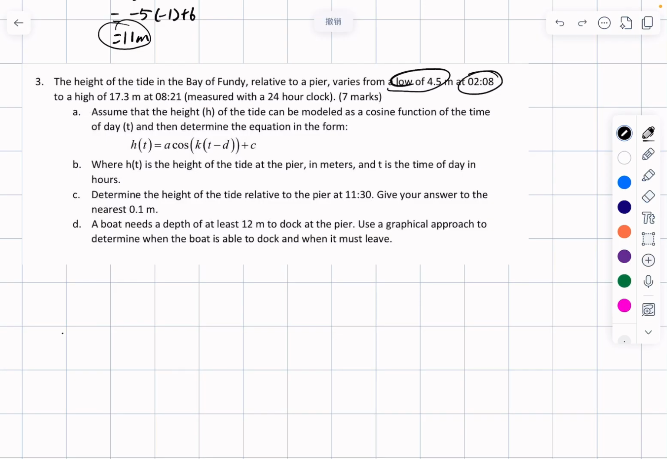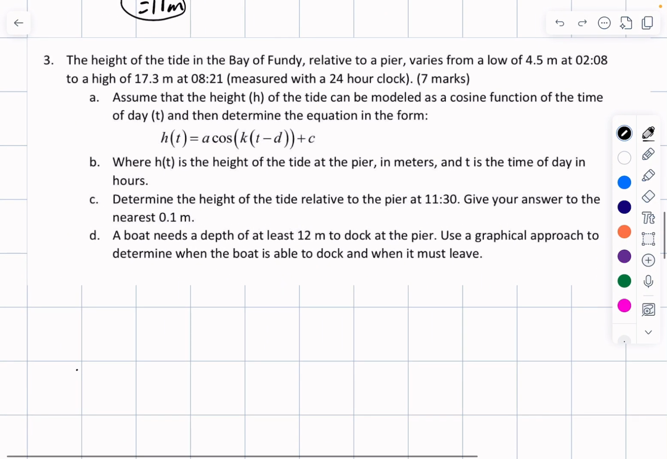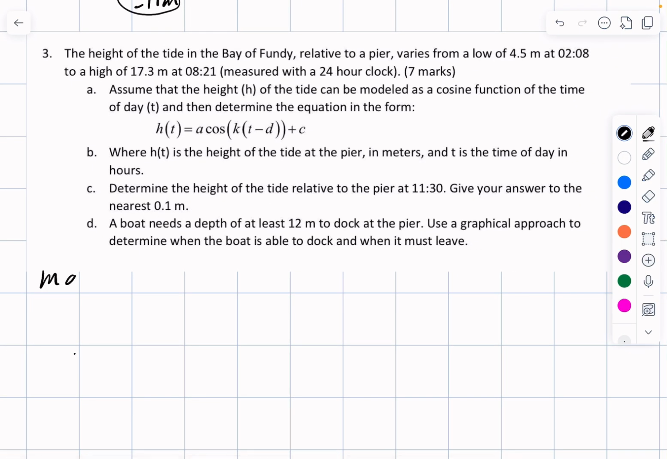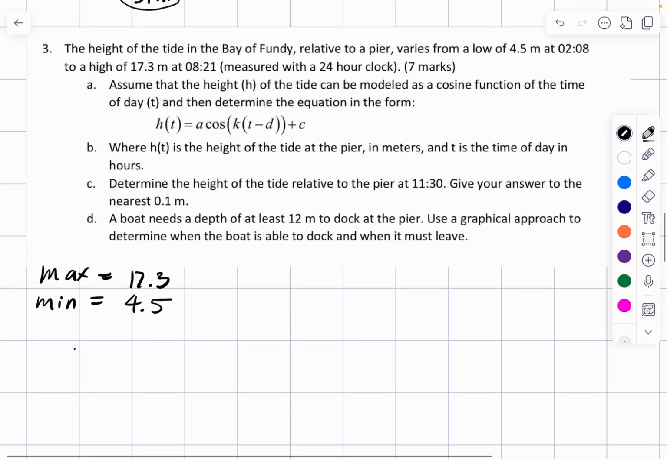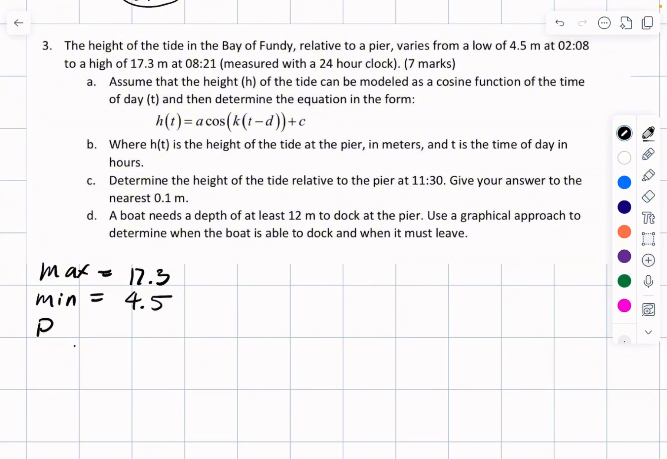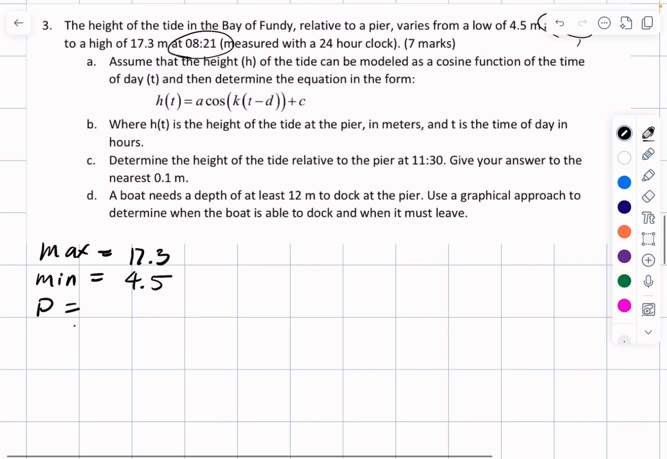And A is assumed, that is, to use this as a base equation and plug all the numbers into it. Okay, so first we know that the max is 17.3, the min is 4.5, and the period is from 2:08 to 8:21. So let's find that out.